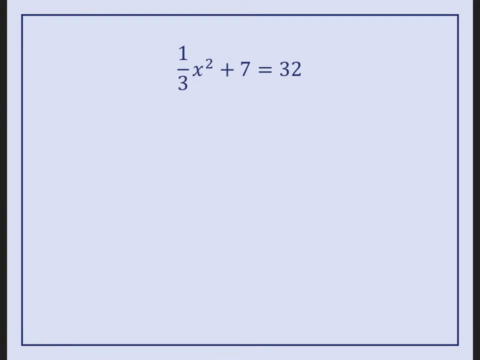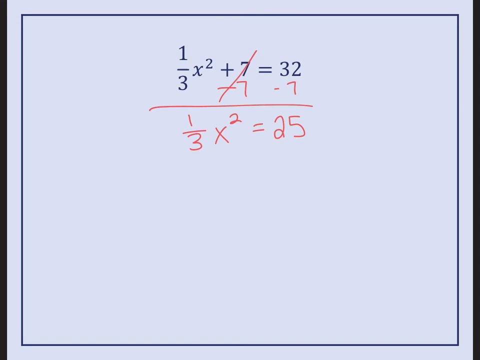Now the last question for the day. Now notice that our x squared doesn't have anything in parentheses, but I still need to get this x squared by itself. So my first step is going to be to move the 7 to the other side. Remember, we always add and subtract first. So then I have equals to 25.